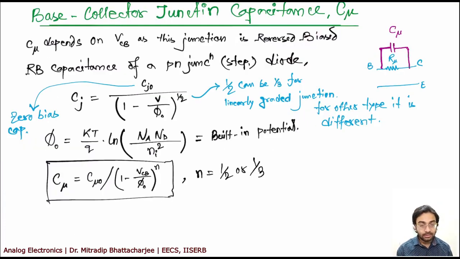Then similar to this, you have the base collector junction, right? So the base collector junction is reverse biased. Now this junction also will show a capacitance. Now once your base collector junction is reverse biased, say this is your base, this is collector, this is emitter. The base emitter junction is always forward biased, but this part is reverse biased.